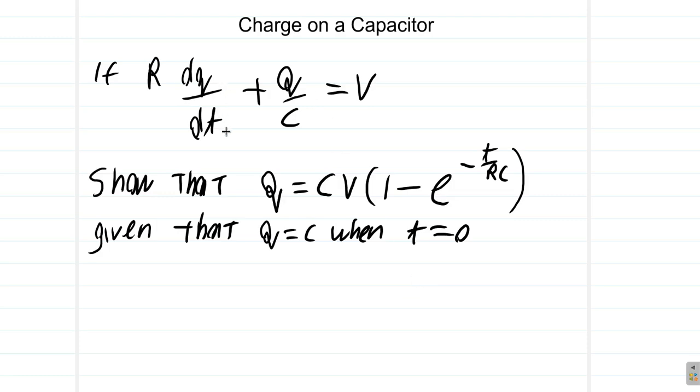If R dq by dt plus Q divided by C is equal to V, then show that Q is equal to CV times 1 minus e to the power of negative T over RC, given that Q is equal to 0 when T is equal to 0. Okay, now this here is the charge on a capacitor.